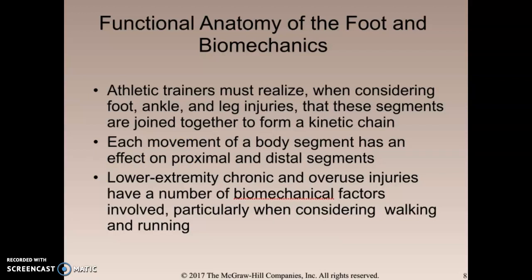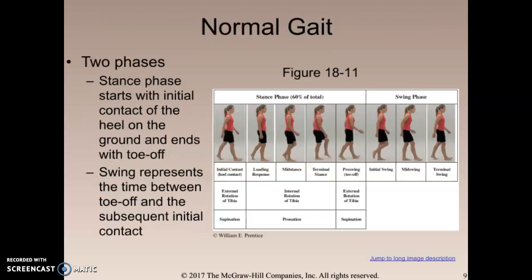It's also good to know that a lot of injuries in the foot are overuse or chronic injuries, just from the repetitive slamming on the ground, or using bad shoes that don't give good support to your foot. So just important to know those.